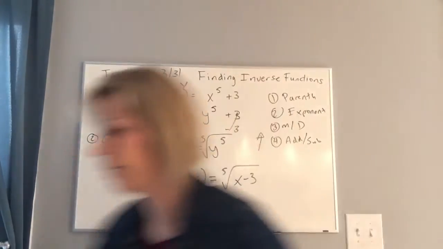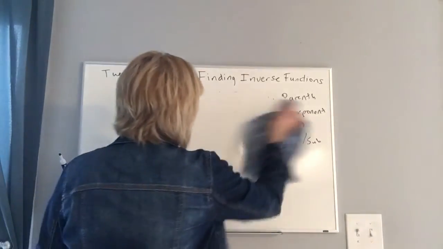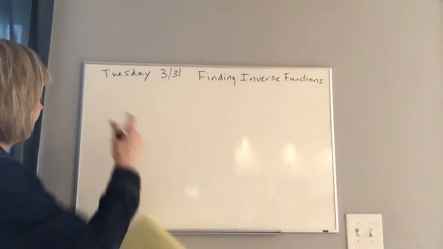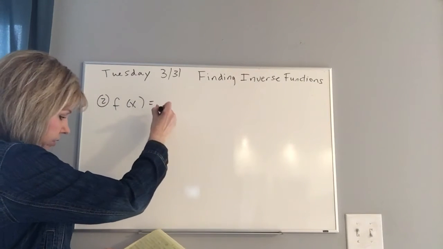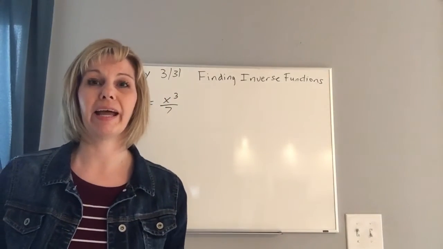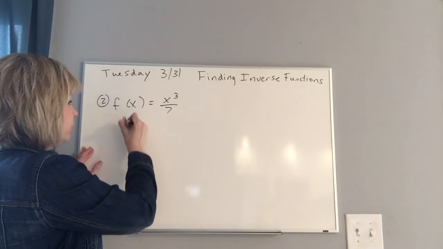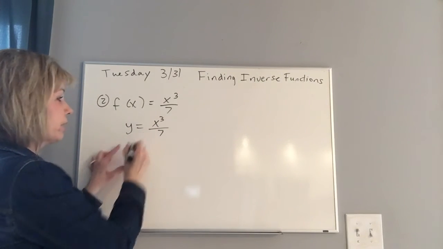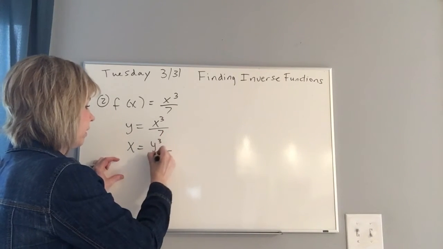We're going to go through a couple more. Just give me a minute while I erase this. Okay, for number 2, I wrote them down on a separate sheet of paper. Number 2, I have f of x equals x to the 3rd divided by 7. I just picked a few problems that I saw in some of the examples. First, again, switch the x and y. This is the same as saying y equals x cubed divided by 7. So when we switch the x and y, we put x equals y to the 3rd divided by 7.